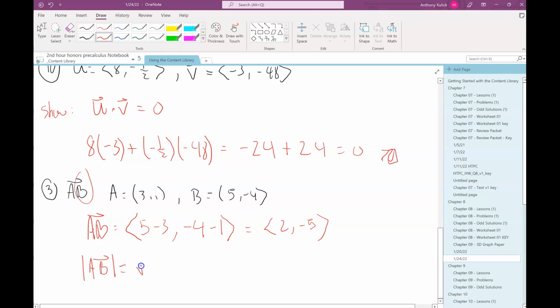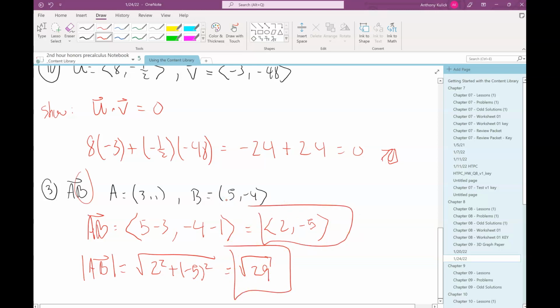And the magnitude then is just that. Right? The square root of each component squared. Or square root of the sum of the components squared, I should say.